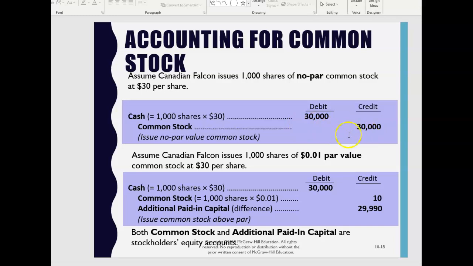For par value stock, we still get $30,000 of cash, but we're going to account for it in these two categories. The common stock is the number of shares times the par value. There's 1,000 shares at 1 cent, this weird par value. So there's $10. That's the common stock account. Here is the additional paid in capital, $29,990. There's not a difference in the overall result of what we've done. It's just the way we've categorized it from an accounting standpoint.